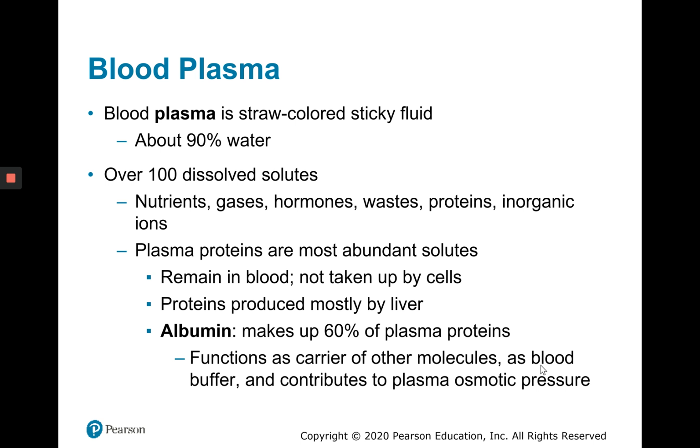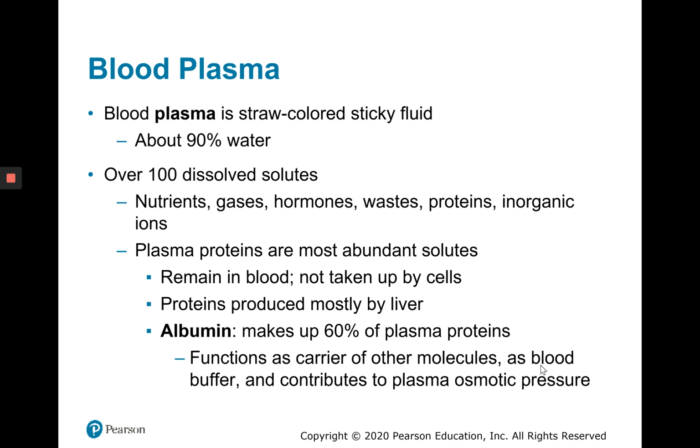It's mostly water, but what's not water is the over 100 dissolved solutes. Solutes include things like nutrients, like glucose, gases, hormones, waste, protein, inorganic ions, just things dissolved in this watery environment, which is blood plasma. Plasma proteins are probably the most important thing here to look at, and they're the most abundant solute. They remain in the blood. They're never taken up by cells, and most of our plasma proteins are going to be produced by the liver.